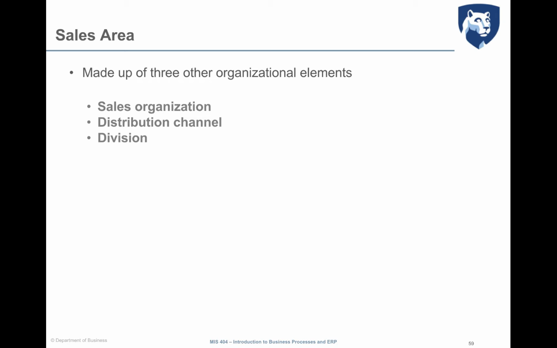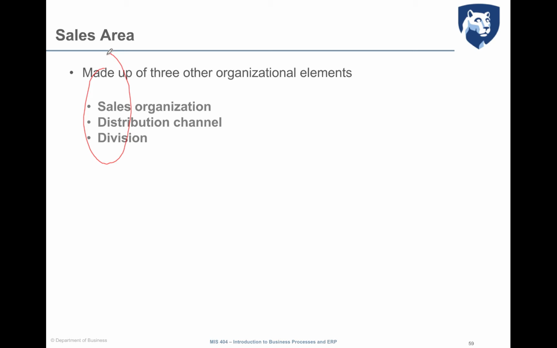Then we have what we call the sales area. A sales area is no other than a combination of the 3 previous organizational elements: the sales organization, a distribution channel, and a division, which are 3 particular aspects which form a sales area, which are unique for the fulfillment process.